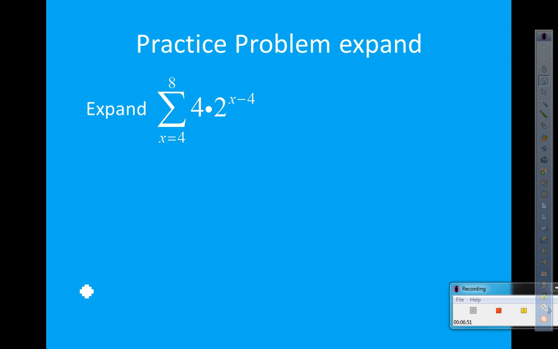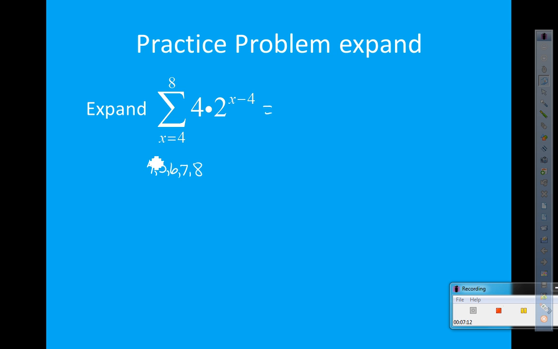This one looks scary. What you cannot do is you can't go 4 times 2 is 8. You can't do that. So I've got that out of the way right off the bat. That's something that you can't do. But what I'm going to do is go 4 through 8. So I got 4, 5, 6, 7, and 8.